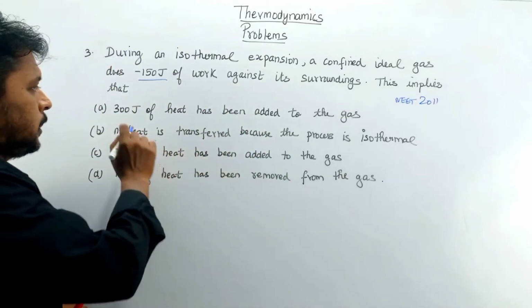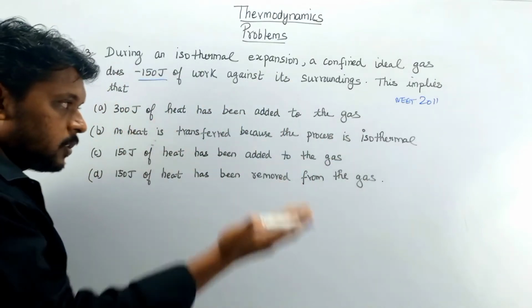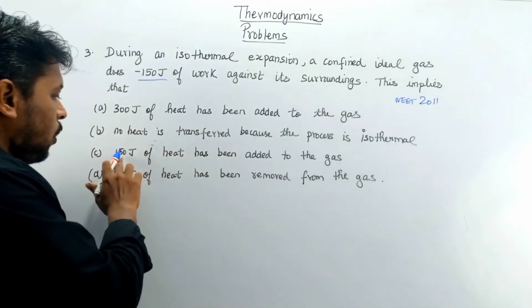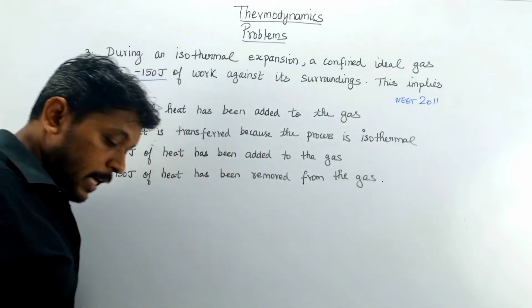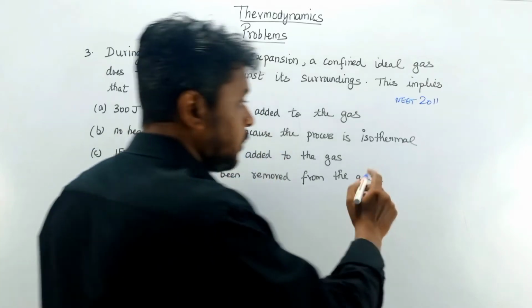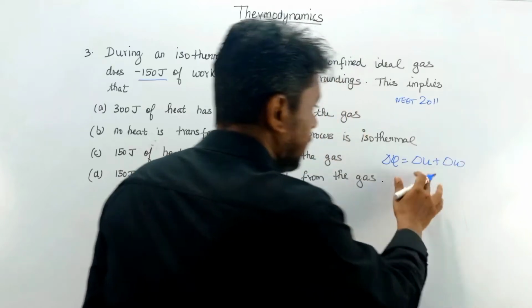For the first option, 300 joules of heat has been added to the gas. Then, no heat is transferred because the process is isothermal. Then, 150 joules of heat has been added to the gas. And 150 joules of heat has been removed from the gas. So from the first law equation, you know that delta Q is equal to delta U plus delta W.